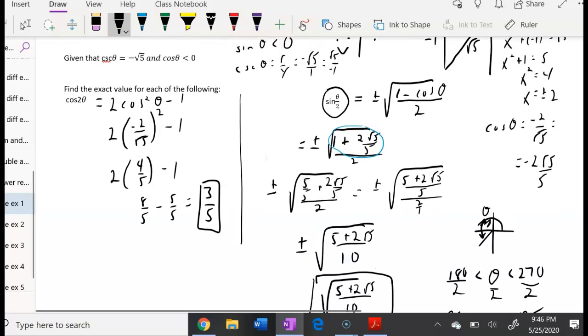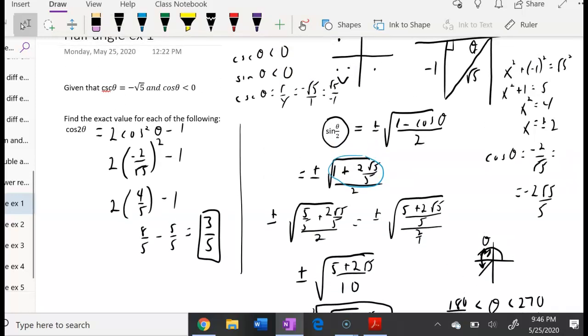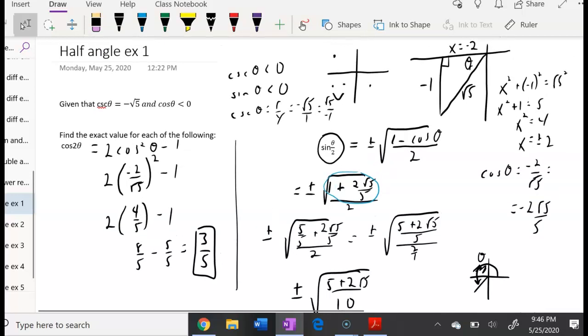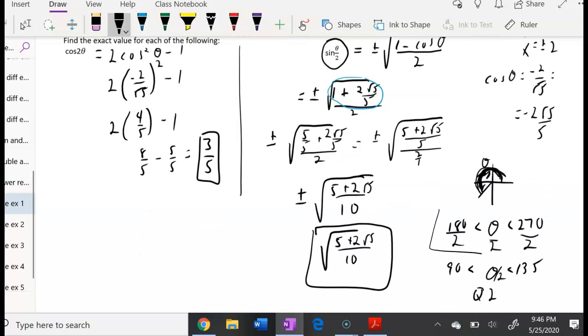Okay, again, we're looking to decide whether this is positive or negative. We know that this angle, which is twice as big, is in quadrant 3 where the sine is negative. But we know that half of the angle that we are originally working with, the one that we know about, theta, has got to be in quadrant 2 where the sine is positive. And it has to be in quadrant 2 because of this kind of reasoning right here.